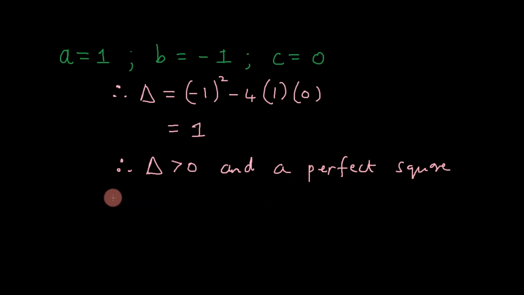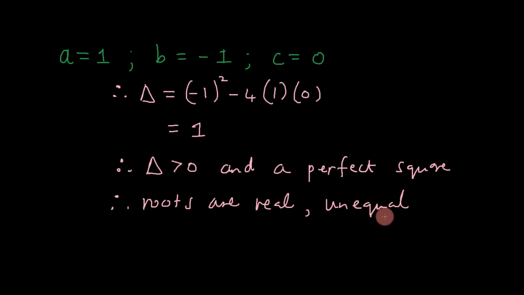And we can write down the nature of the roots. So the roots are, firstly, real, since delta is greater than 0. It's unequal. So the roots are unequal because delta isn't equal to 0. And because delta is a perfect square, the roots are also rational. So the roots are real, unequal, and rational.